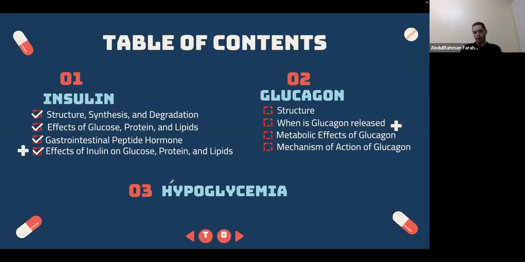Okay, now we're done with insulin. Does anybody have any issues with insulin? Is anything not clear?